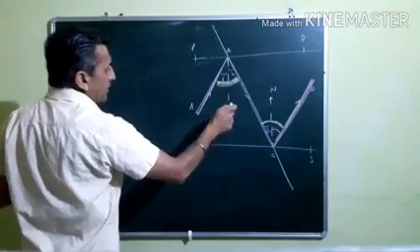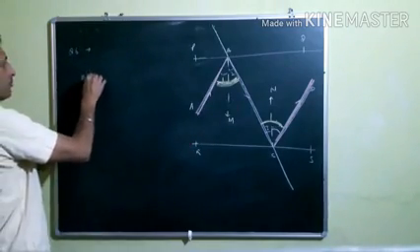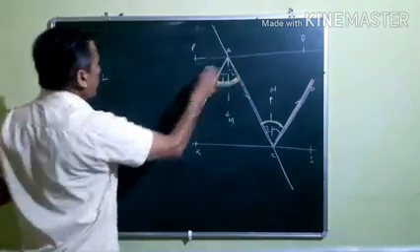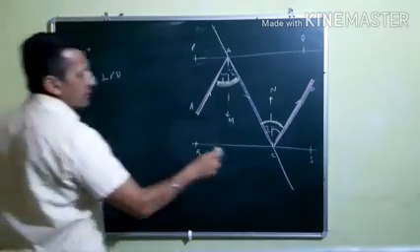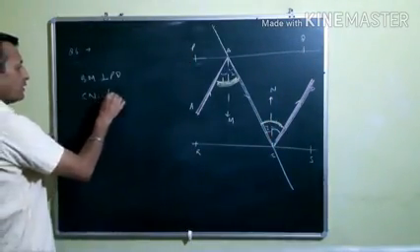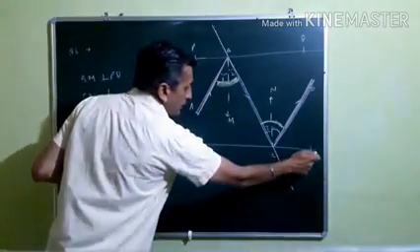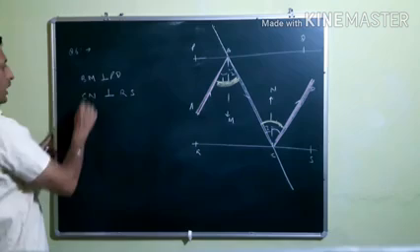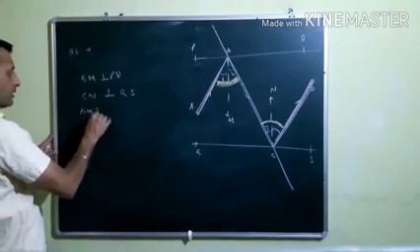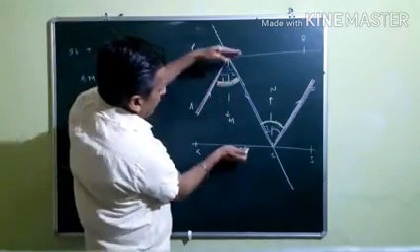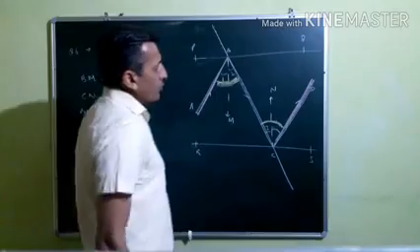I am taking BM as a perpendicular. This BM is perpendicular on PQ, and similarly another one, CN, is perpendicular on RS. Naturally both are parallel. So BM is parallel to CN. Both are perpendicular to parallel lines, so naturally both are parallel to each other.